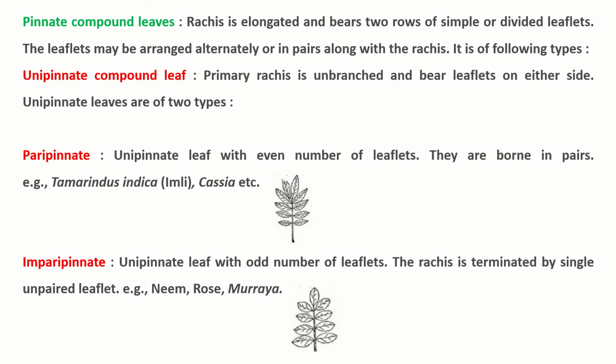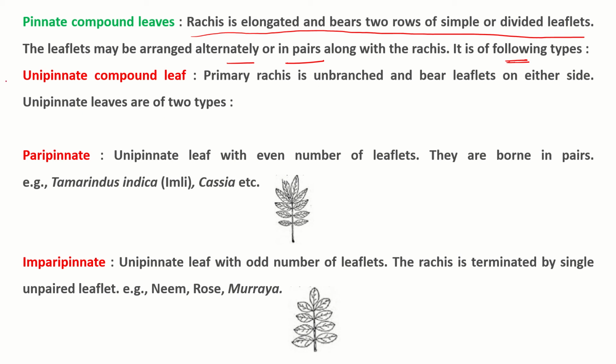Okay. Now let's start with pinnately compound leaves or pinnate compound leaves. Over here, what happens? The rachis is elongated and bears two rows of simple or divided leaflets. The leaflets may be arranged alternately or in pairs along the rachis. Okay, it is of the following types.